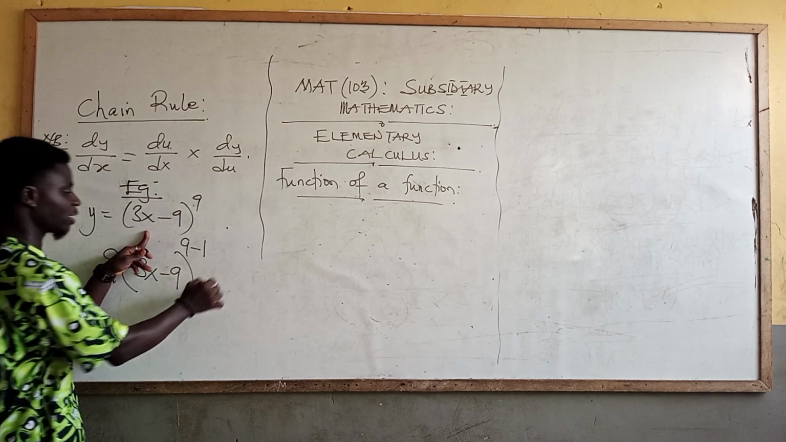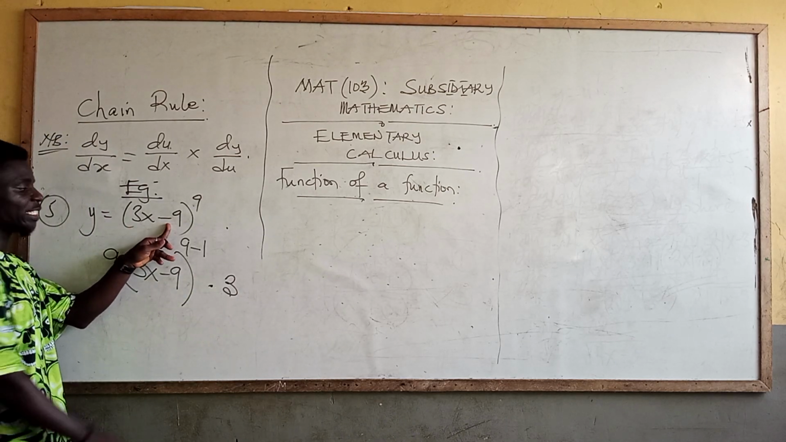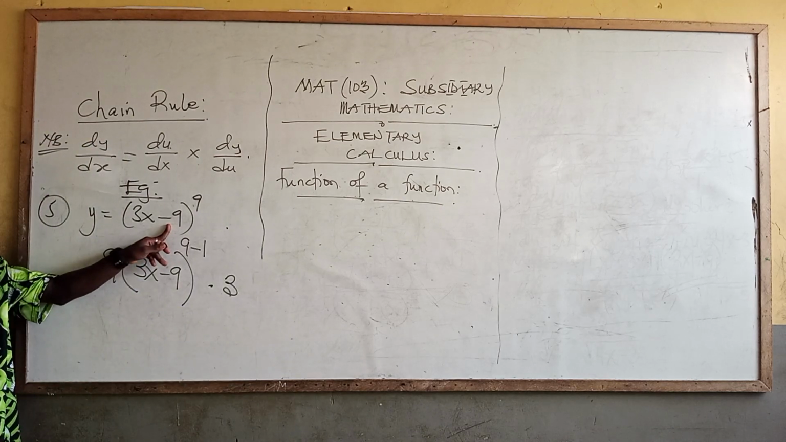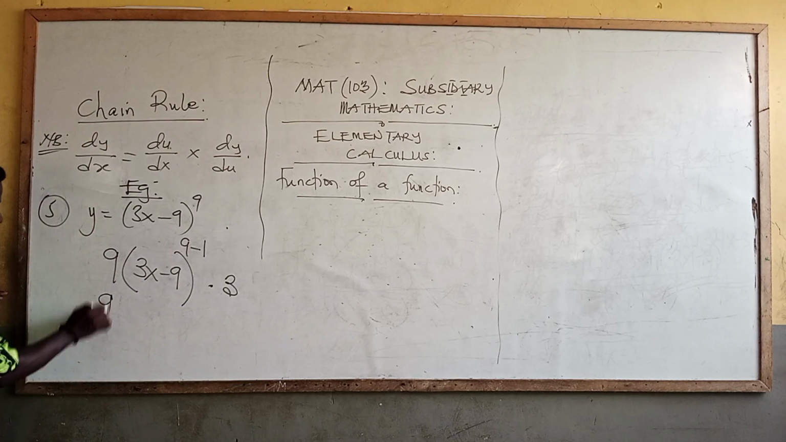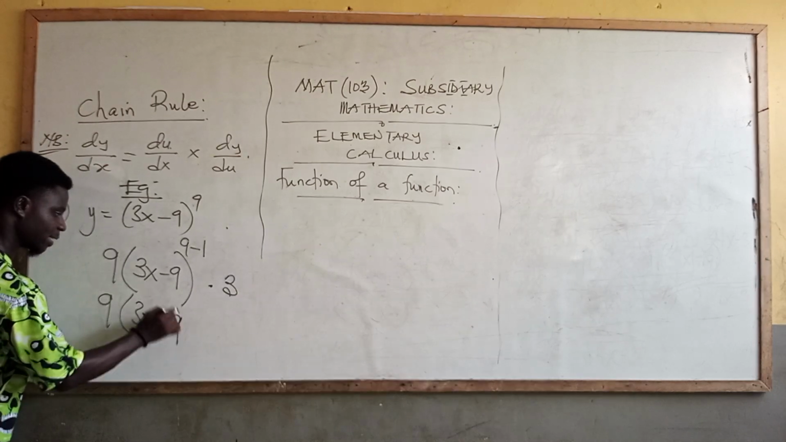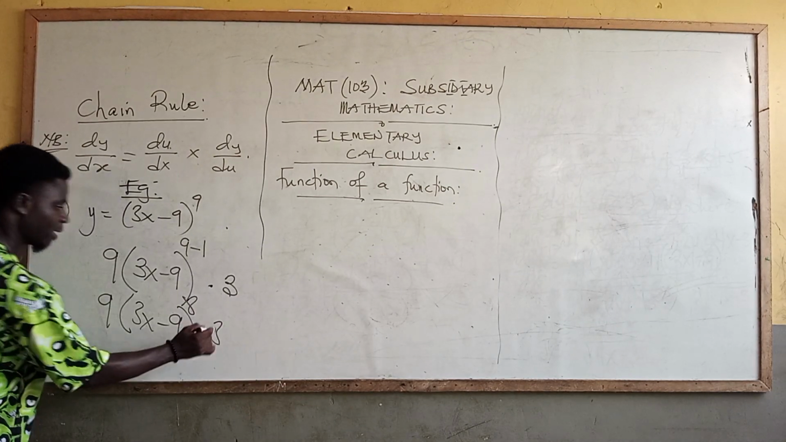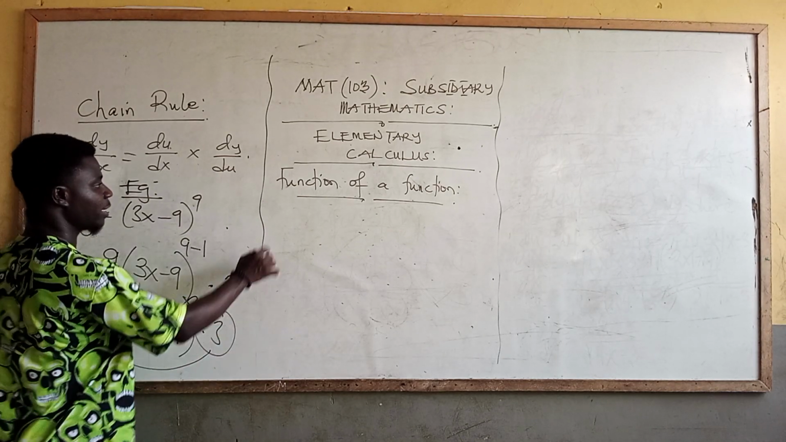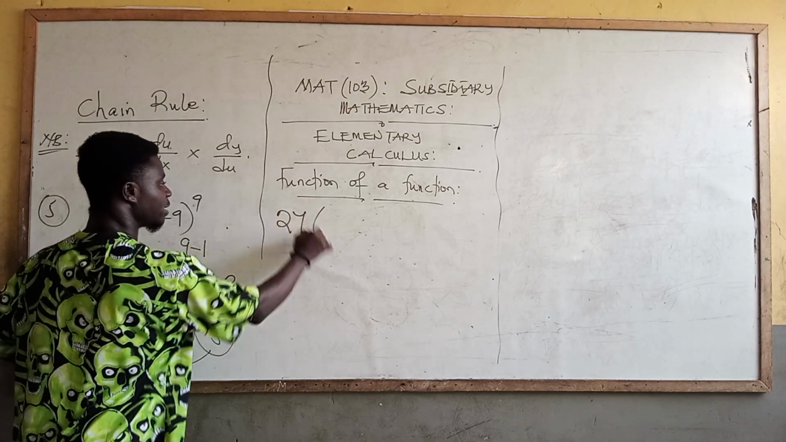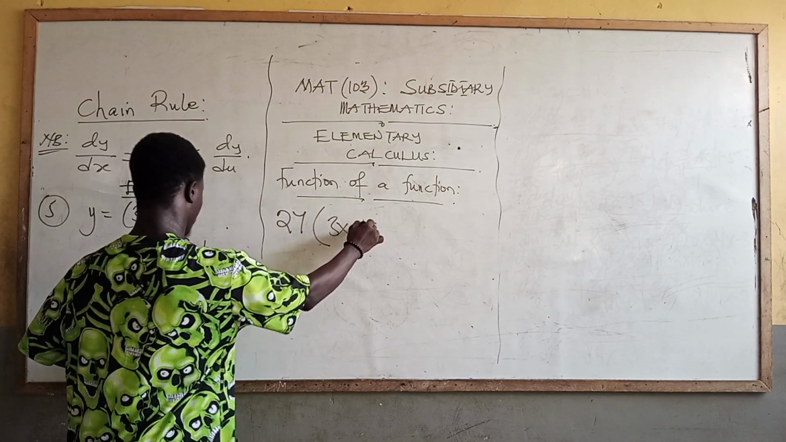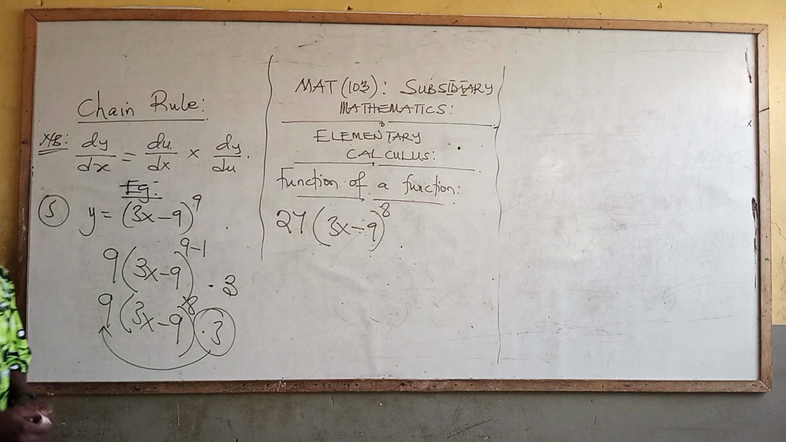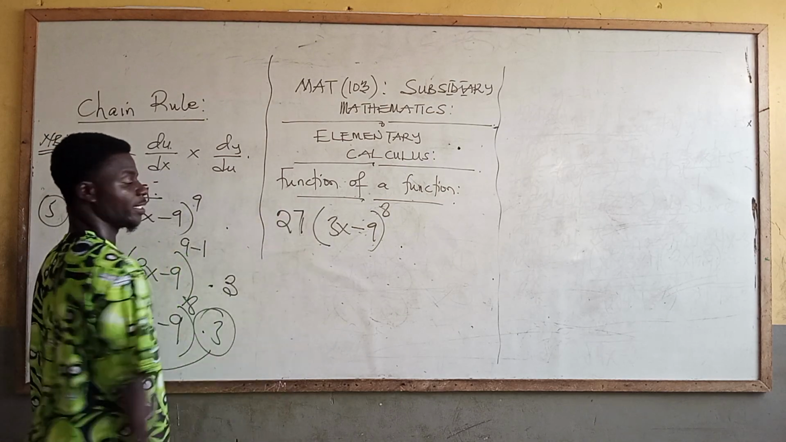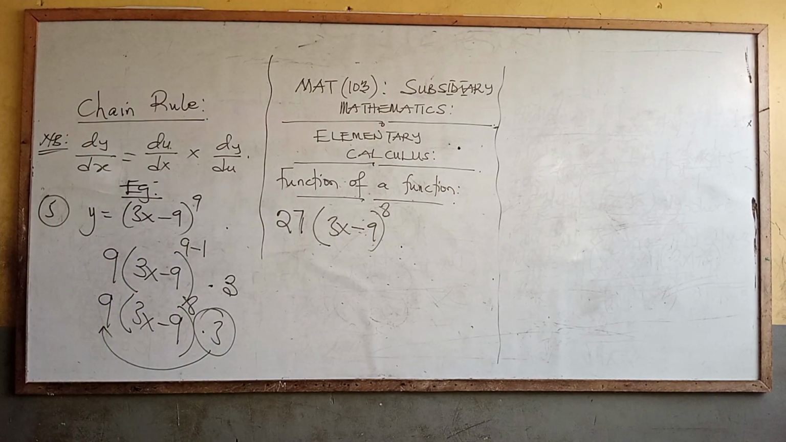When you differentiate 3x, you get what? 3. When you differentiate negative 9, what is it? 0, because it's a constant. Now we get 9, 3x minus 9, to the power 8, times 3. You can see that this 3 can multiply 9, so 3 times 9, we get 27 times 9, 3x minus 9, all exponent 8. So we have this. So now, let's apply the chain rule and let's see how it goes.